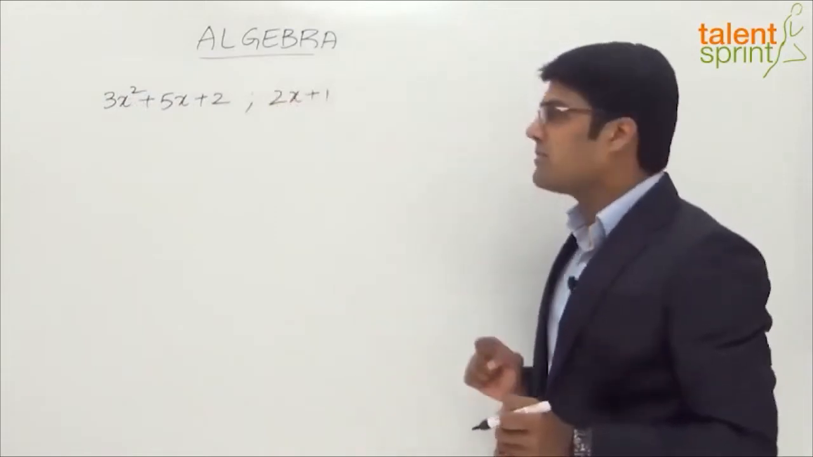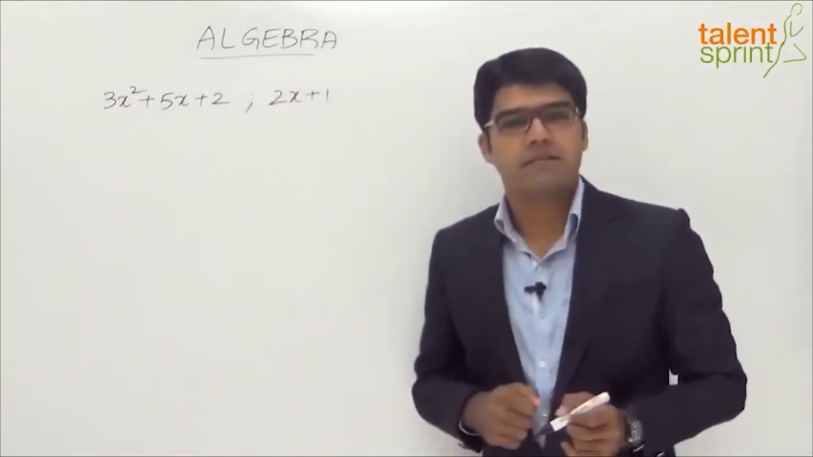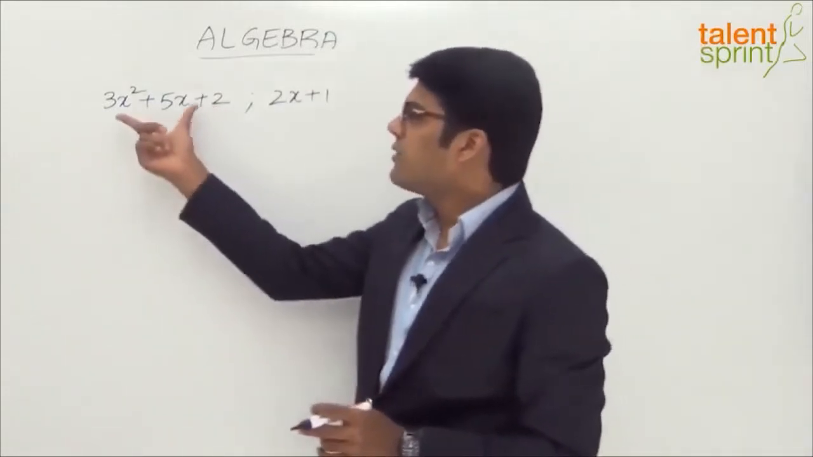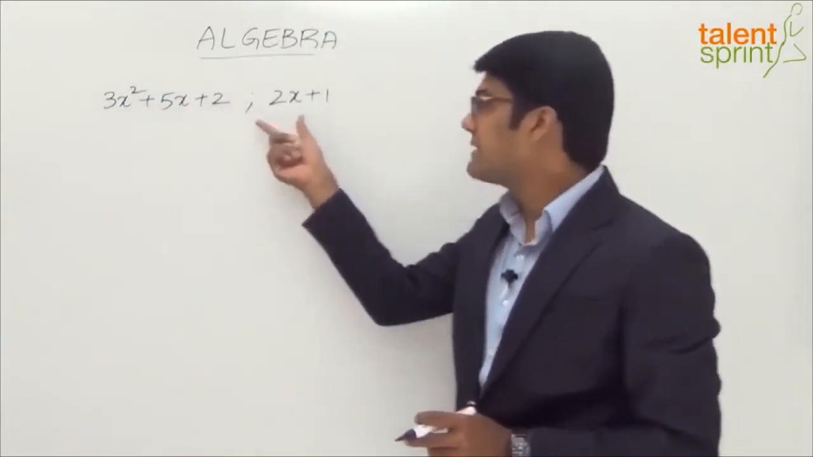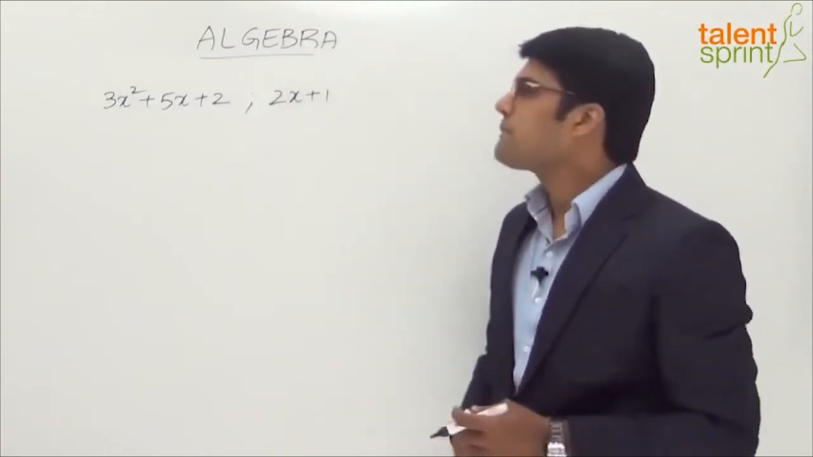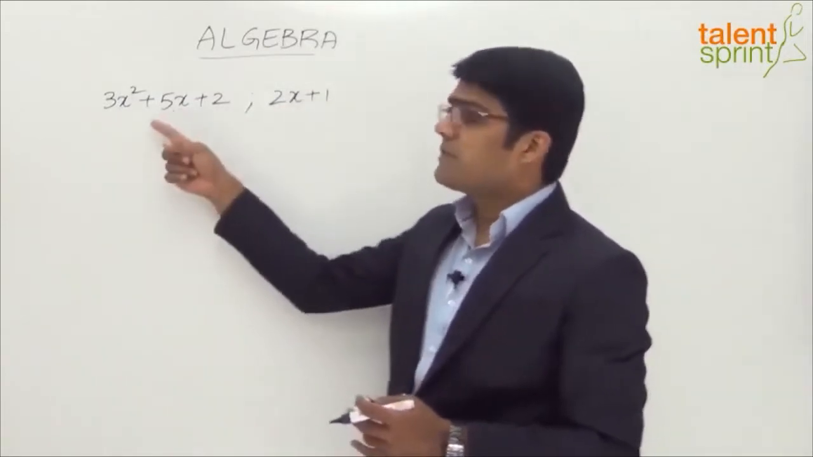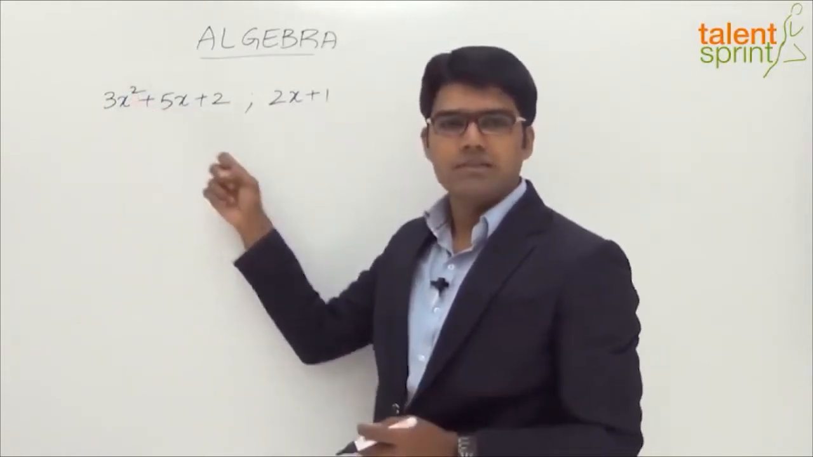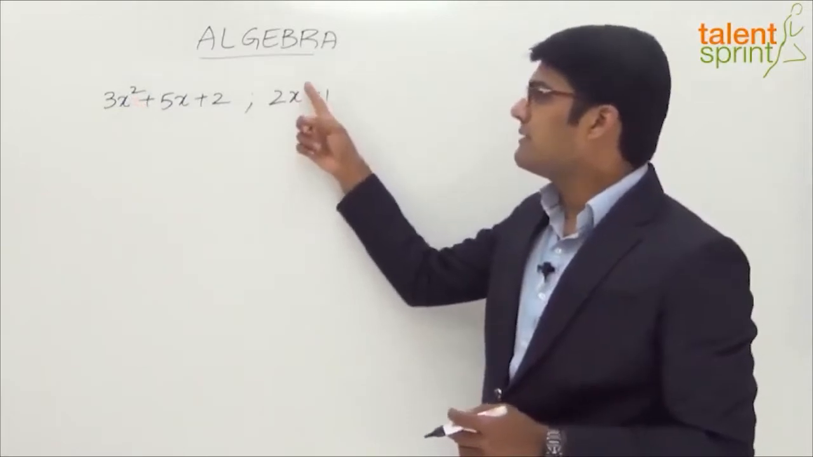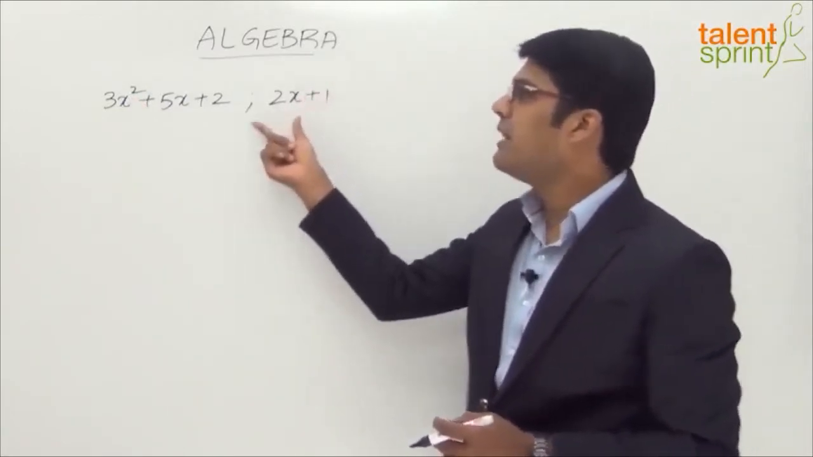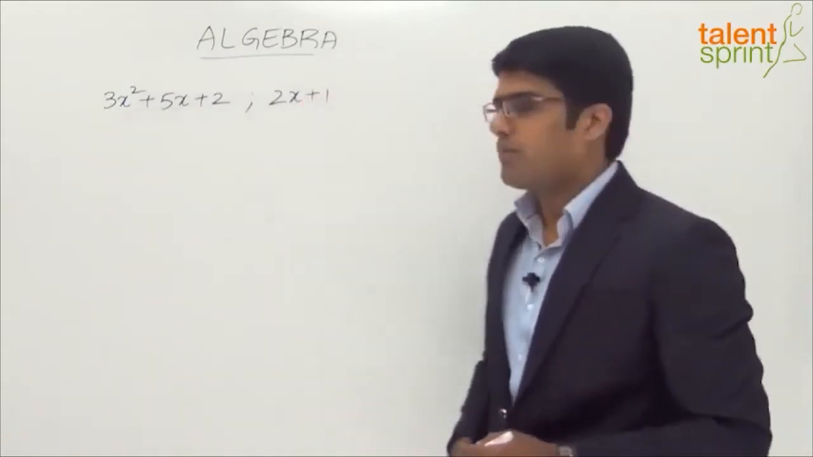Alright, we have got two polynomials here, 3x squared plus 5x plus 2, and the second one is 2x plus 1. Alright, so if you look at it, we have got three terms in the first polynomial and the second one has got only two terms. So basically this is a binomial. Alright, and what is the degree of the first polynomial? The degree is 2, right? The highest power here is 2, so the degree is 2. And the highest power here is 1, right? X is nothing but x power 1. So we can say this is a first degree polynomial and this is a second degree polynomial.